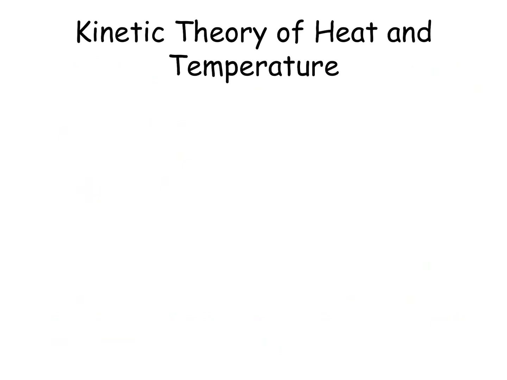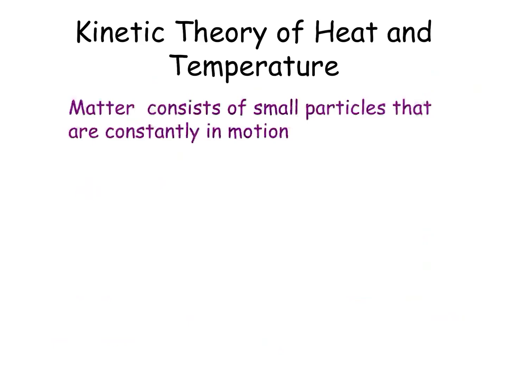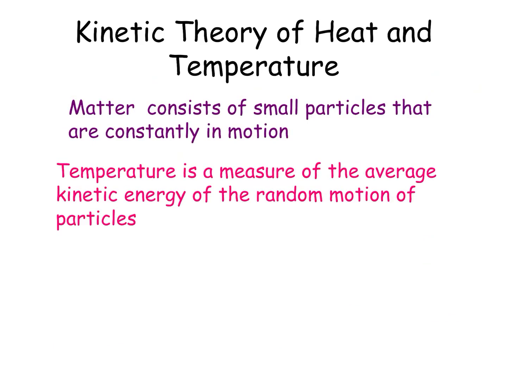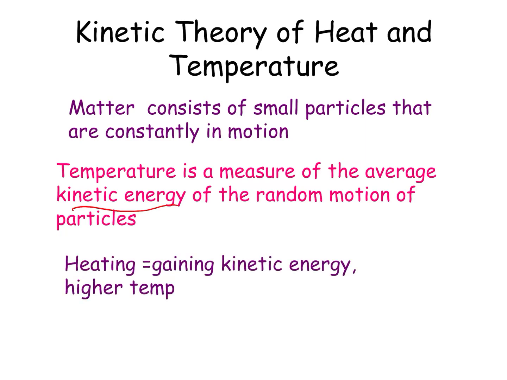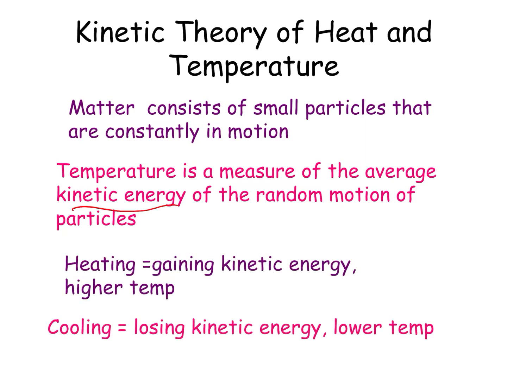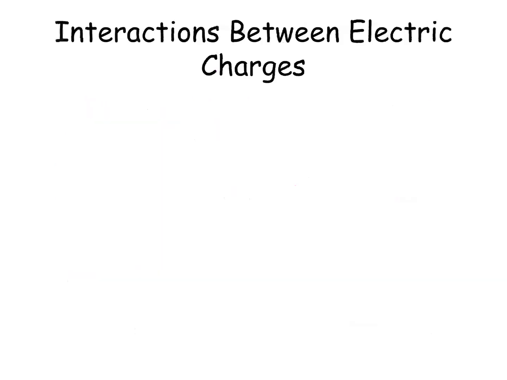So this is for honors. So the kinetic theory of heat and temperature says that matter consists of small particles that are constantly in motion, and that temperature is a measure of the average kinetic energy of these random particles. This is not anything new. It's just giving us a new theory. If you are heating something, you're gaining kinetic energy. You're increasing the temperature. If you're cooling something, you are losing kinetic energy. You're lowering the temperature. I don't think that's very new, but just the idea of this kinetic theory of heat and temperature is something you should know.